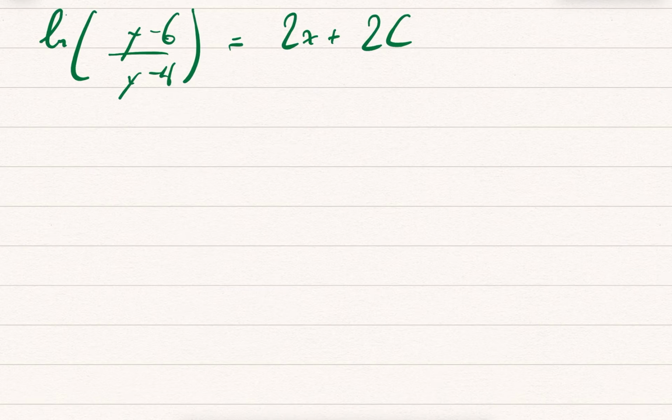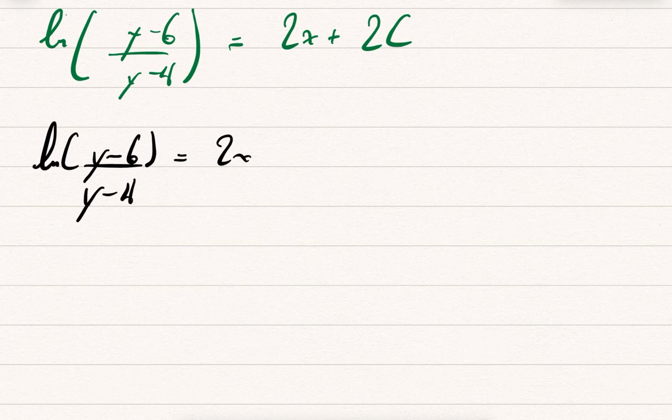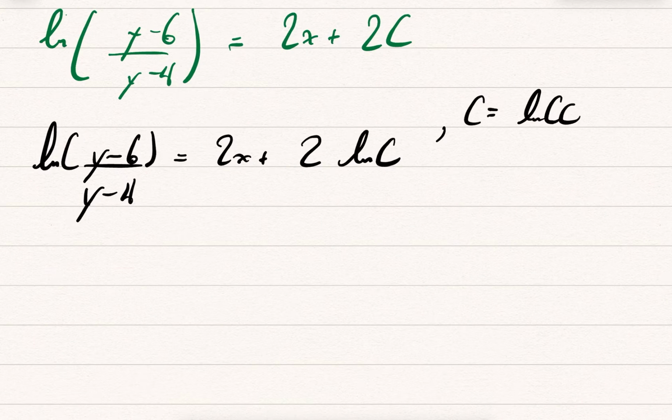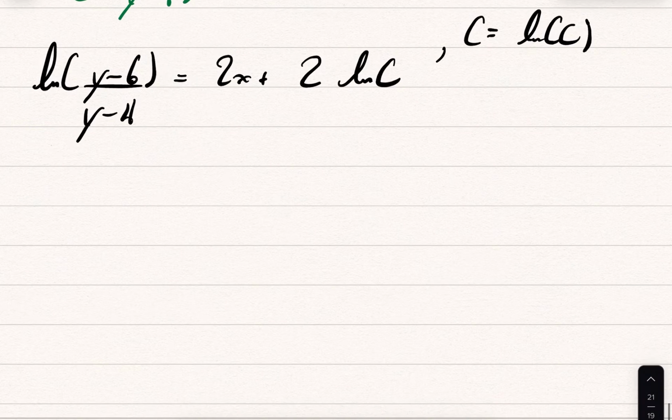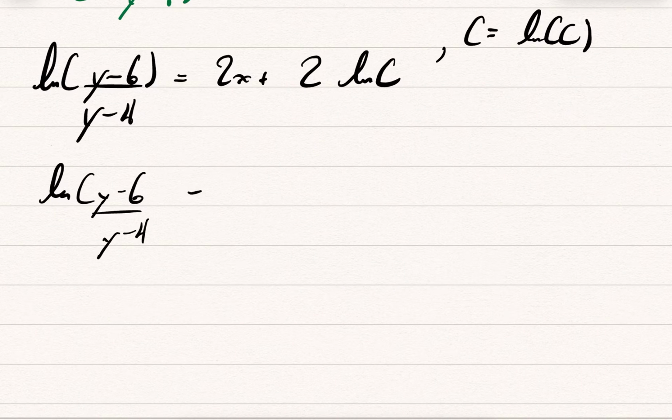Let's continue with green. Actually, no, forget that. We promised black. So, ln of (y minus 6) over (y minus 4) equals 2x plus 2 ln c. So, in this case, we're saying c equals ln c. Okay? Now, I have ln of (y minus 6) over (y minus 4). I'm going to bring the ln c over, so 2 ln c equals 2x.